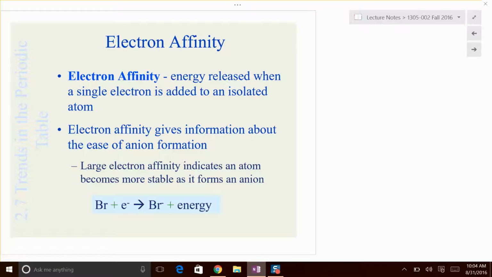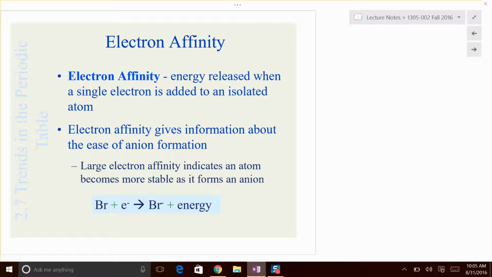Who do you think has the highest, or one of the highest electron affinities? Fluorine. Fluorine has a very high electron affinity. What do you think happens to the electron affinity as I move away from fluorine? It decreases. So this is what you need to remember. Fluorine has a high electron affinity, high ionization energy. It has a small atomic size.